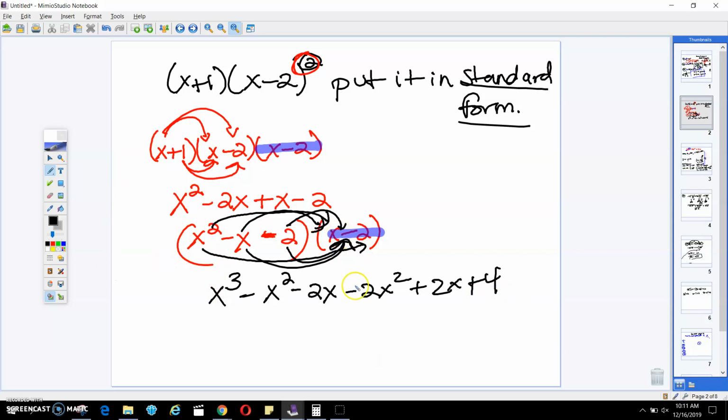So all I've done is distribute. That's all I've done. Then I'm going to combine my like terms. As you can see, these two things have the same term, these two things have the same term, and everything else doesn't have anything matching. So this is going to be x cubed. Negative x squared minus 2x squared is negative 3x squared. Negative 2x plus 2x is 0, so we don't have to write anything down. And then we have that plus 4.